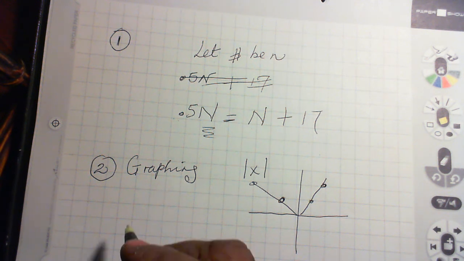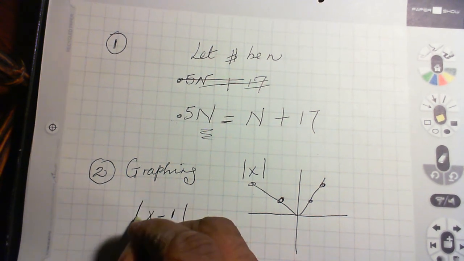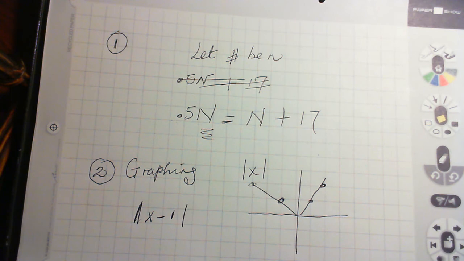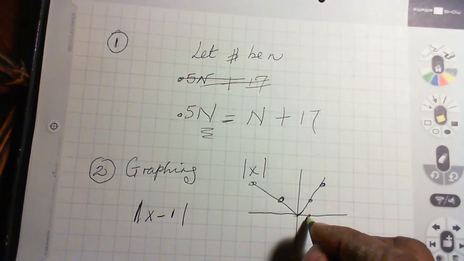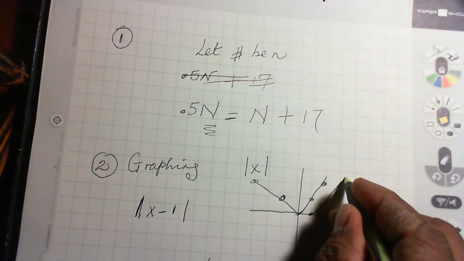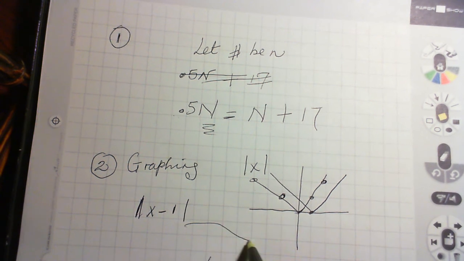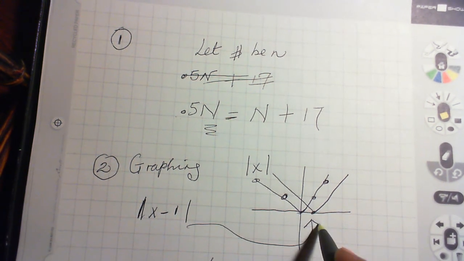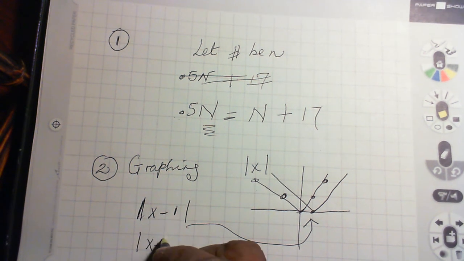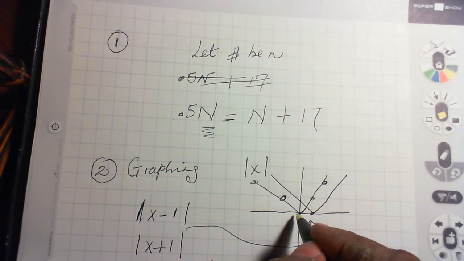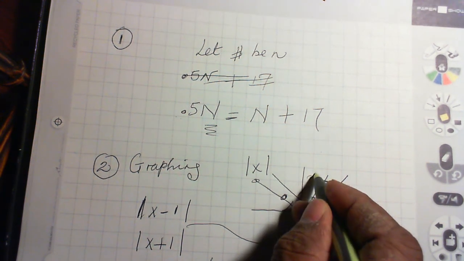Now, if you were looking at the absolute value of x minus 1, you can do a little bit of shifting here. If you take this graph and move it to the right 1, you would get this one. And this is the graph of the absolute value of x minus 1. If you look at the absolute value of x plus 1, you would move it to the left 1. So you'll get this one.